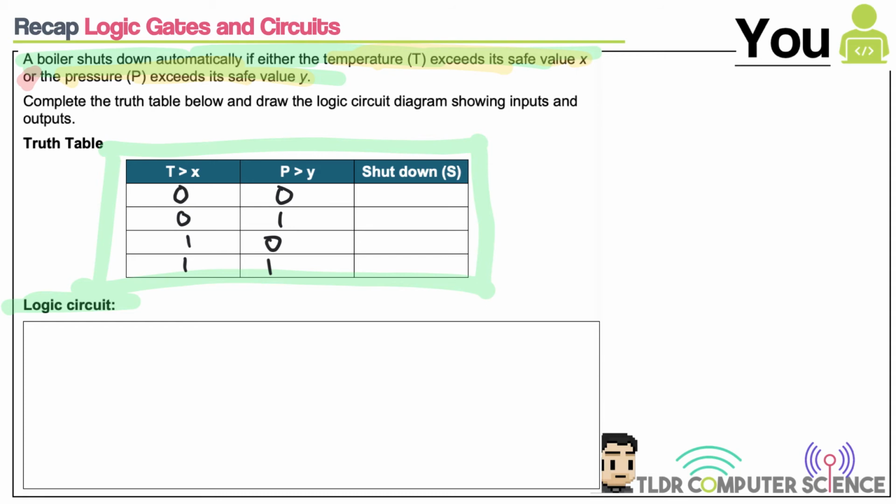If the temperature exceeds its safe value, what should we do? What do you reckon? So we're saying that the temperature is okay and the pressure is okay. Should we shut it down? No. All right. What happens if the temperature is okay but the pressure is getting too high? What should we do? Shut it down. So we'll write down 1. What happens if the temperature is not safe, but the pressure is? 1. What happens if both? If we got to this position, we've got real problems, right? The temperature's too high and the pressure's too high. We shut it down, which is a 1.